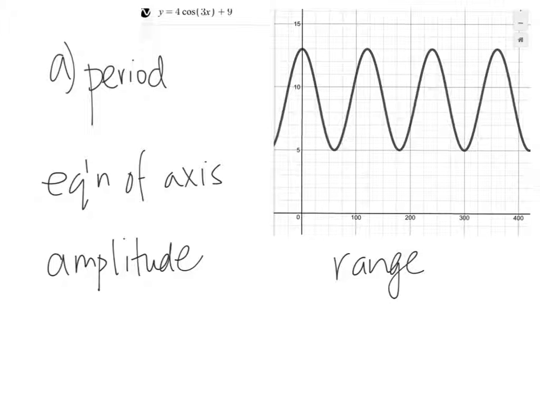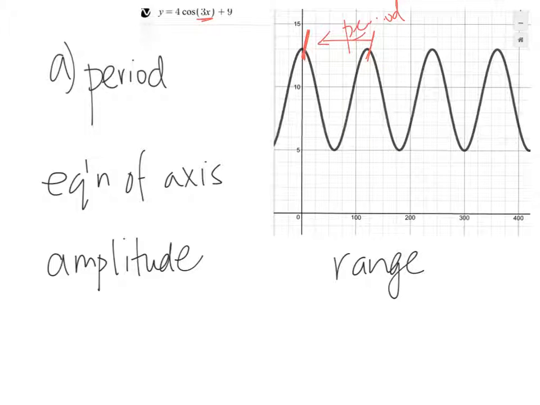The period would be the time it takes to complete a complete revolution, so from one max to the next max. Now it looks like it is bigger than 100 and less than 125. This is my period. To be exact, we're going to have to look at the equation.